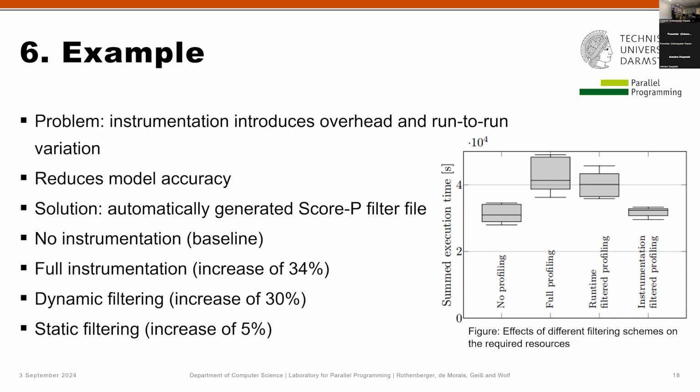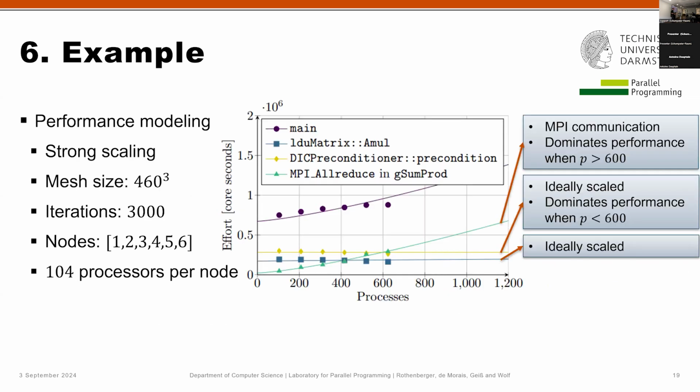And now, once the measurements are done, you can take a look at XRP and see how it looks. Firstly, how to interpret the measurements. So we use this performance modeling with strong scaling, and you keep some parameters like the mesh size of 460 to the power of 3 and 3,000 iterations, and you vary the number of nodes from 1 to 6. Every node has 1 or 4 processors per node. So you are increasing the number of processes and seeing the influence of this variation in our code.